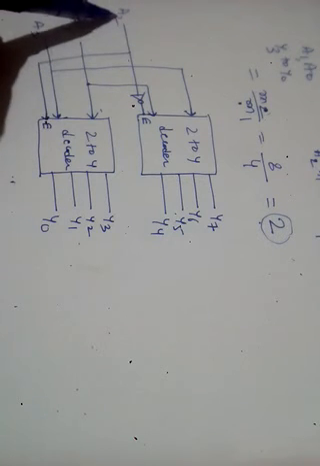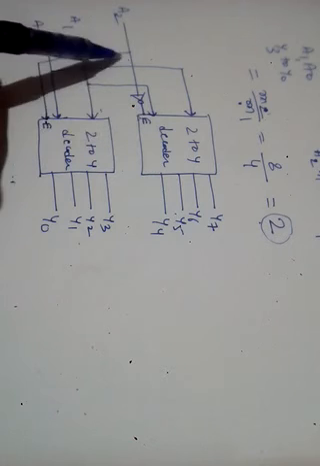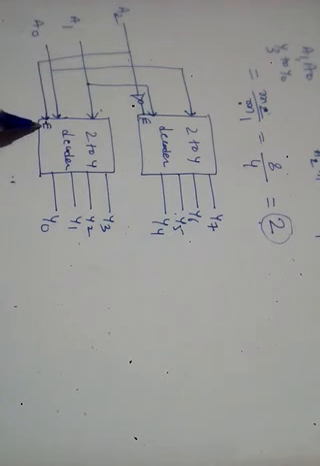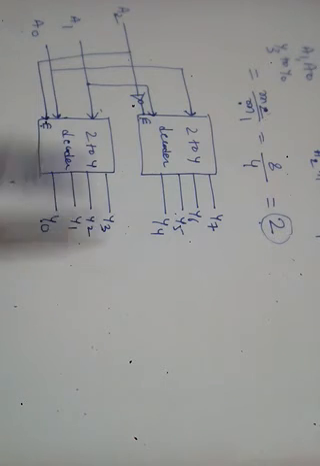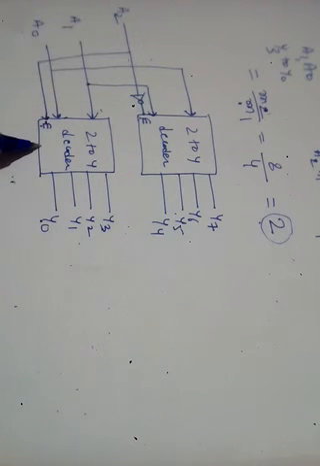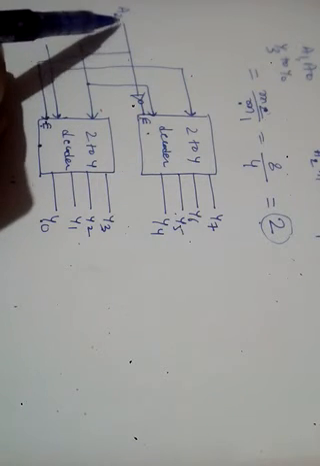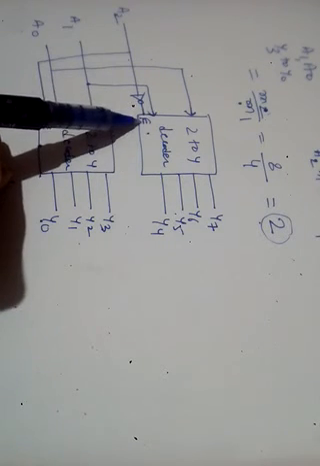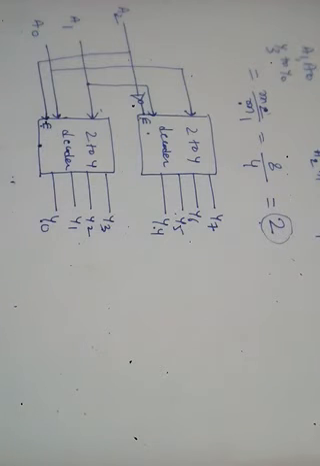If A2 is 1, then the enable input of one decoder will be 0, and the enable of the other will be 1. That time we will get output from this decoder, that is Y0 to Y3. When A2 equals 0, that decoder will not be enabled and the other decoder will be enabled, because that time A2 is 0, so this E will be 1 and we will get output from Y4 to Y7.